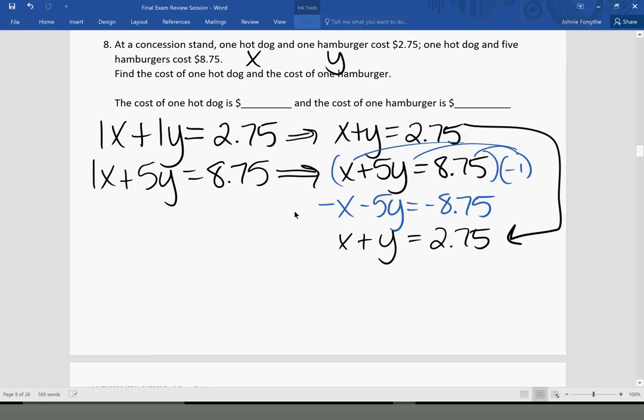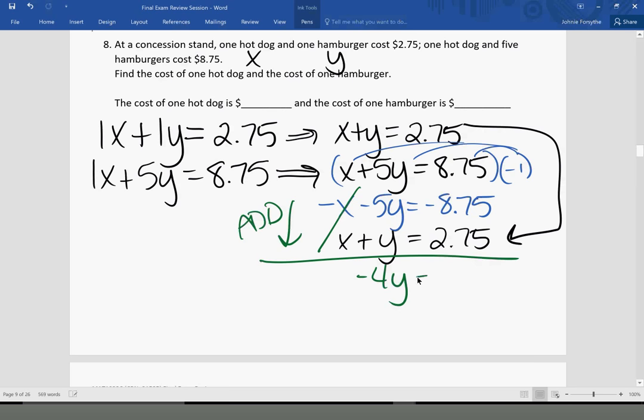And then now I can vertically add these up. And what that's going to do is get rid of my x terms. So negative x plus x is nothing. Negative 5y plus y is negative 4y. And then negative 8.75 plus 2.75 is negative 6. And then we're going to solve for y by dividing by -4. So y equals negative 6 divided by -4 is positive 1.5.